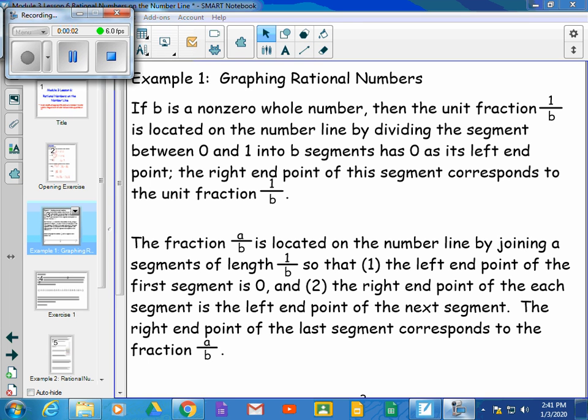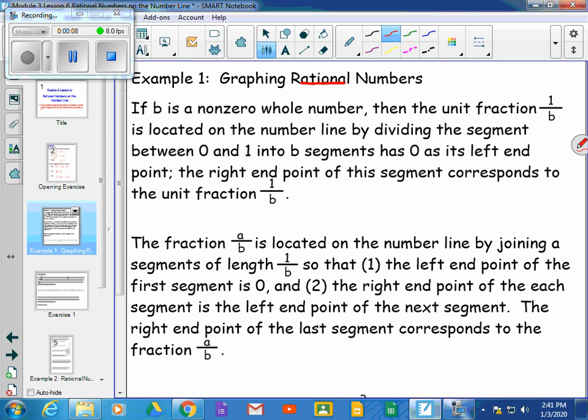Okay, let's look at example 1, graphing rational numbers. First of all, we have to talk about what a rational number is. I haven't really mentioned a rational number yet. Rational numbers include all integers. And if we remember from before, integers are all positive and negative whole numbers and zero. Integers are in the rational number group.